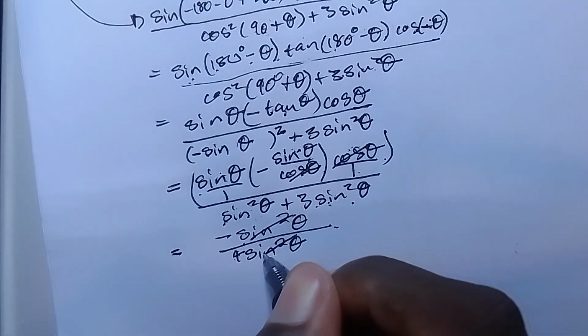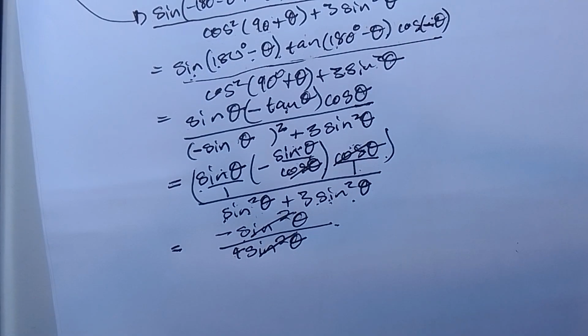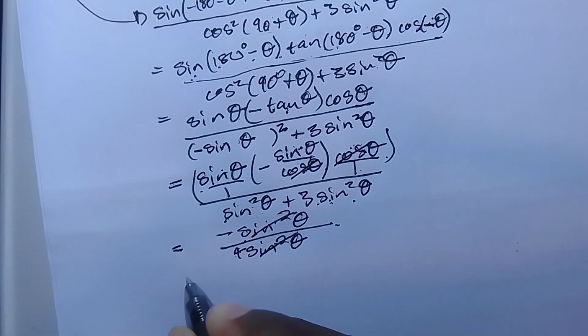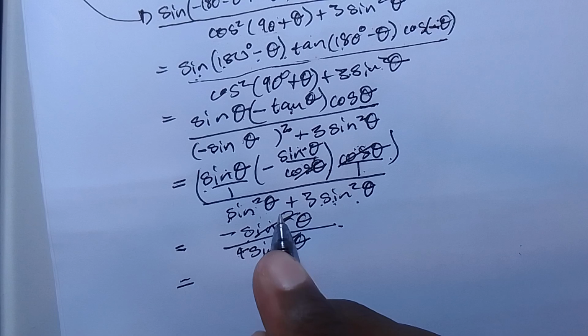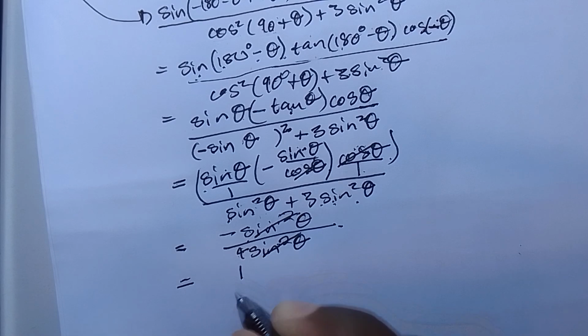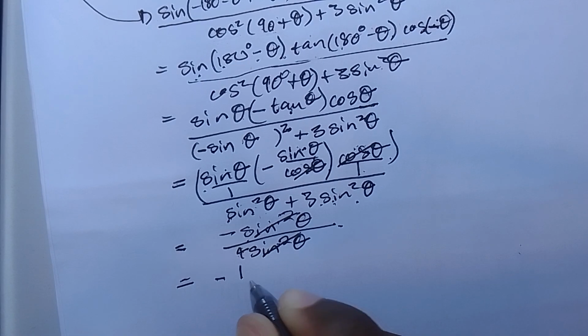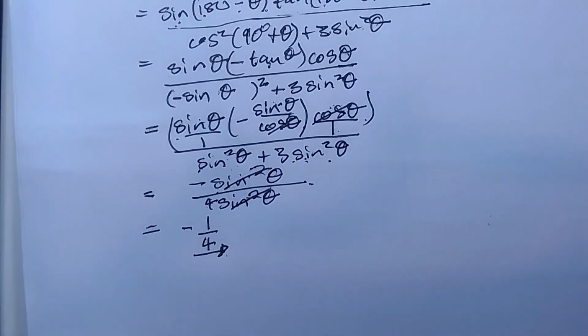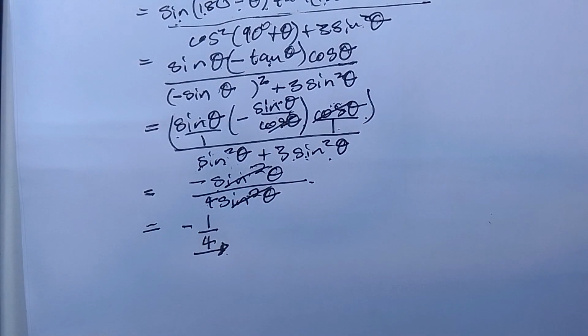Now this is going to cancel this, because they're the same. It's going to be equal to 1. At the top, you're going to be left with 1, but it's negative. And at the bottom, you're going to be left with 4. That's your answer: negative 1 over 4.